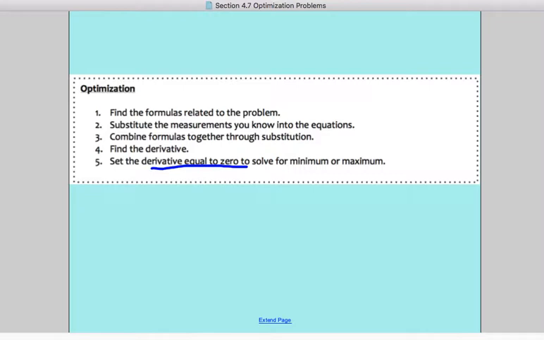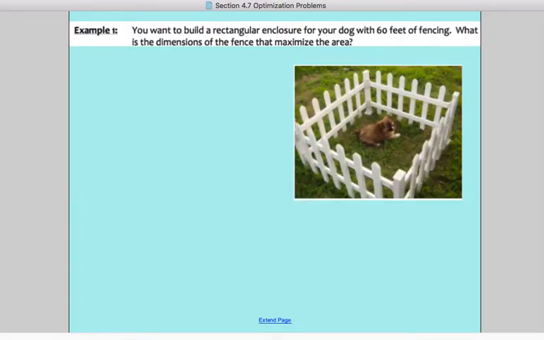So here is our first problem. You want to build a rectangular enclosure for your dog with 60 feet of fencing. What are the dimensions of the fence that maximize the area? Okay, we want to maximize area. So whatever you want to maximize or minimize, this is what you're going to have to take the derivative of. Okay, so we're going to write an area equation and we need to maximize that.